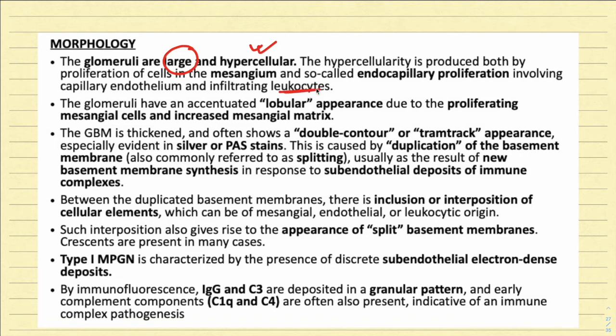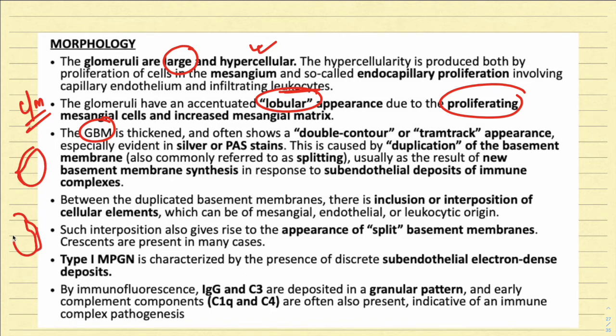Now the glomeruli have a lobular appearance. Why? Because of the proliferating mesangial cells and increased mesangial matrix, they gain a characteristic lobular appearance. These are under the light microscopy that we are talking about. Very importantly, when you do the PAS staining, the glomerular basement membrane seems to be duplicated, like this. Somewhat like this if you see, not completely. At some areas you will see there is a doubling of the layer like this, then at other areas it will be like this. So there is a doubling or duplication of the basement membrane, which is also called basement membrane splitting.